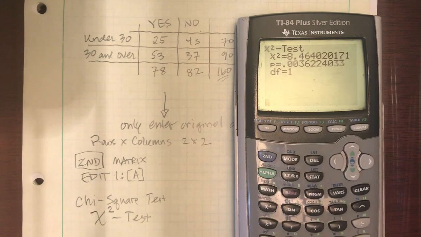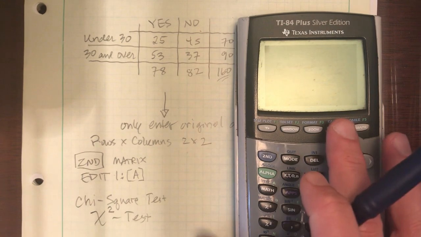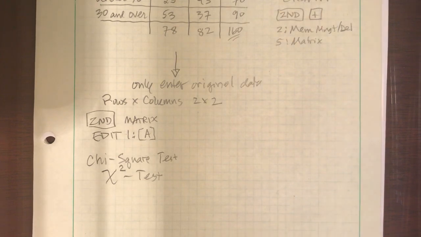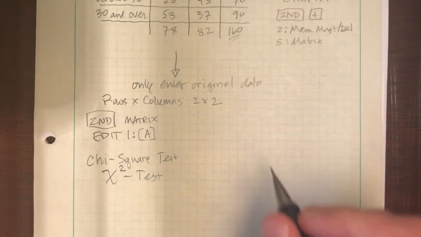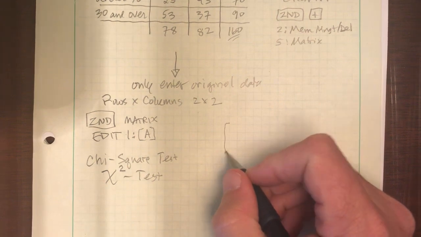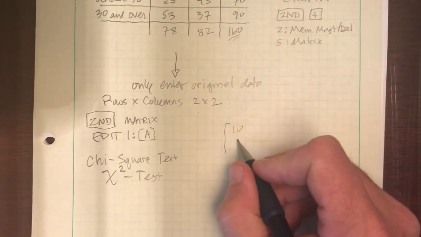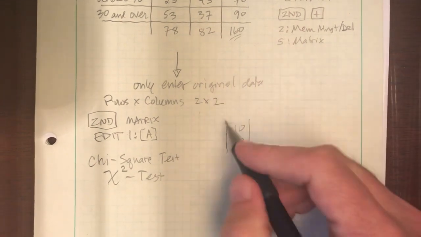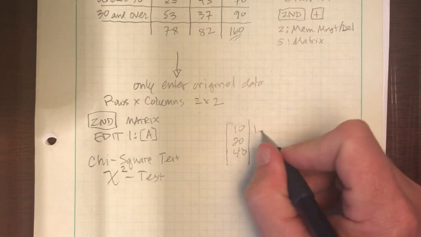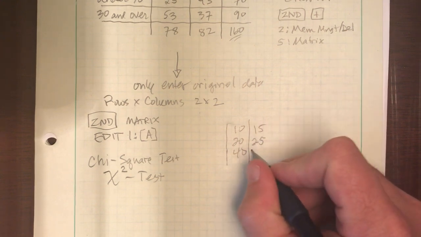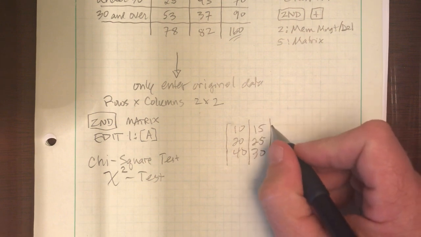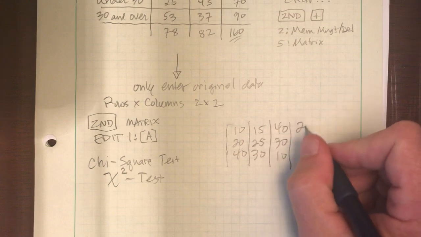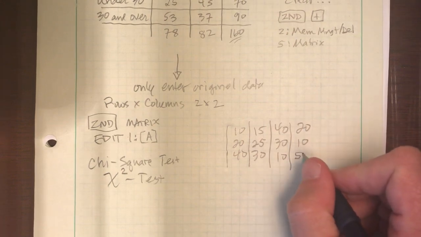Let's do one more example. So I've gone back to my home screen. I'm going to clear, and let me give you a new table that we can look at. So here we go. What if we had 10, 20, 40, 15, 25, 30, 40, 30, 10, and finally 20, 10, 50.